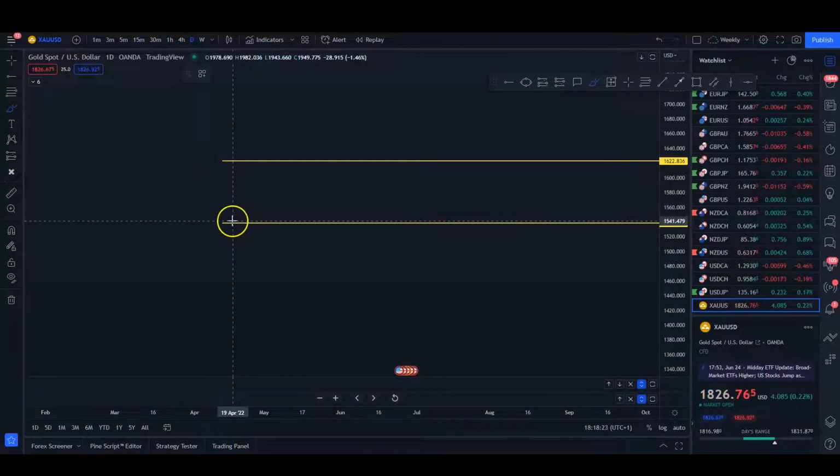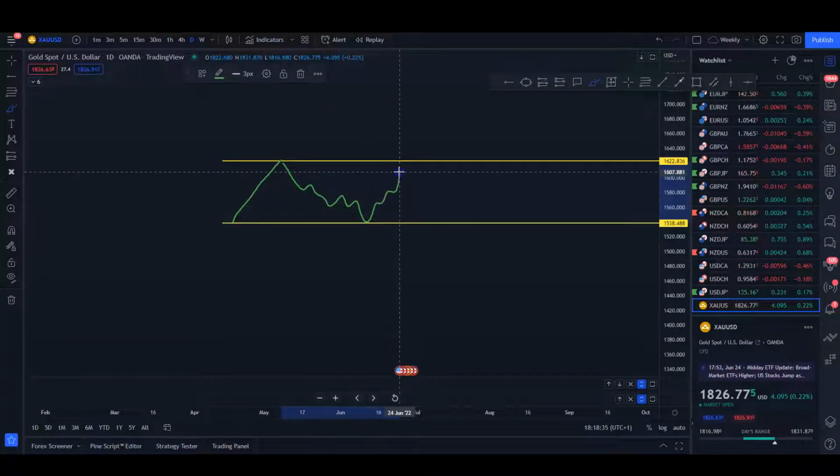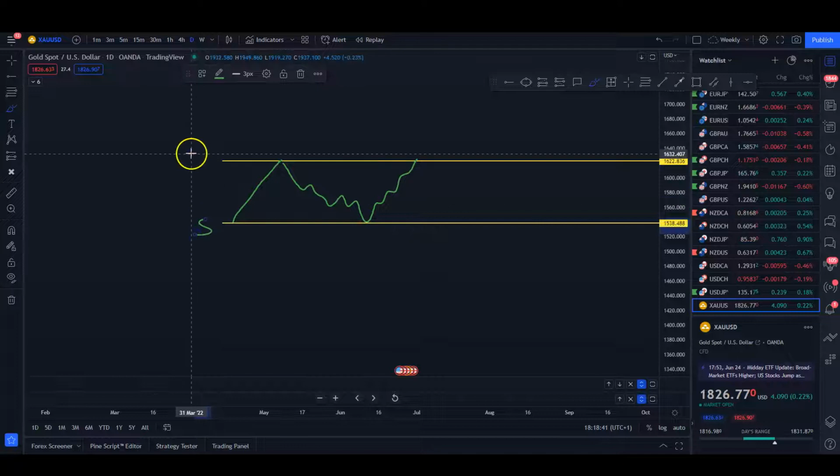So let's say our price on gold started down here, price comes up, it then rejects off this level and comes back down. You might see a little bit of action in here, then it might get supported here, and then price might start to make its way back up. So when we're talking about support and resistance, your support is at the bottom, your resistance is at the top, and that's for obvious reasons.